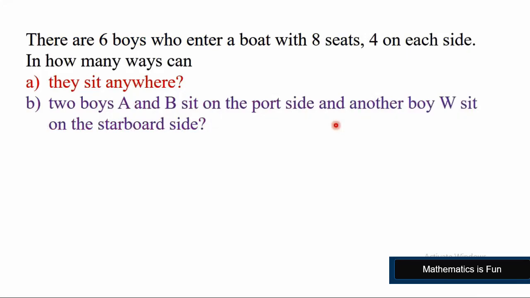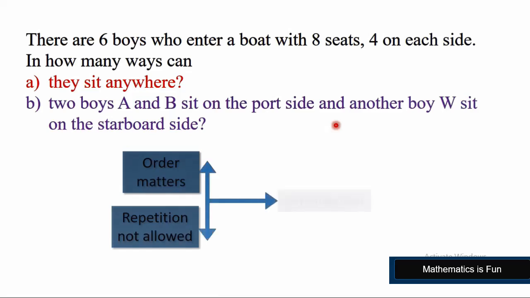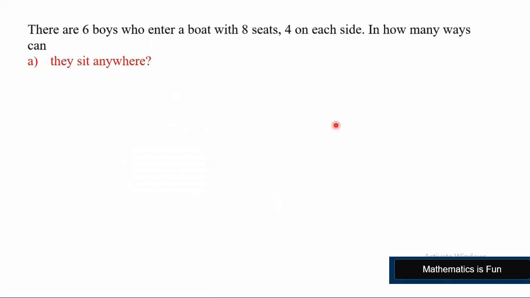So let's have a look at whether the order matters here or not, and whether repetition is allowed or not. We have to arrange them on the different seats, so order matters because there is an arrangement. If we look at repetition, one seat is for one boy. At a time, one boy cannot sit on 2 different places, so repetition is not allowed here. So here we would use permutation.